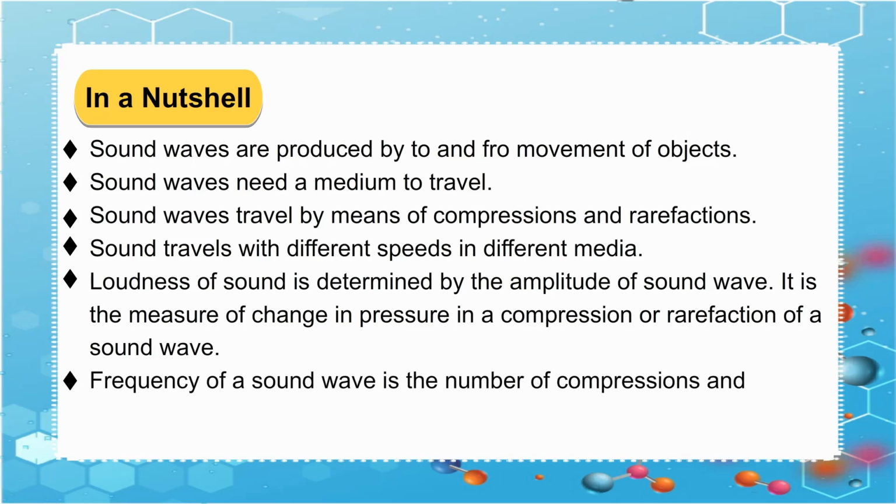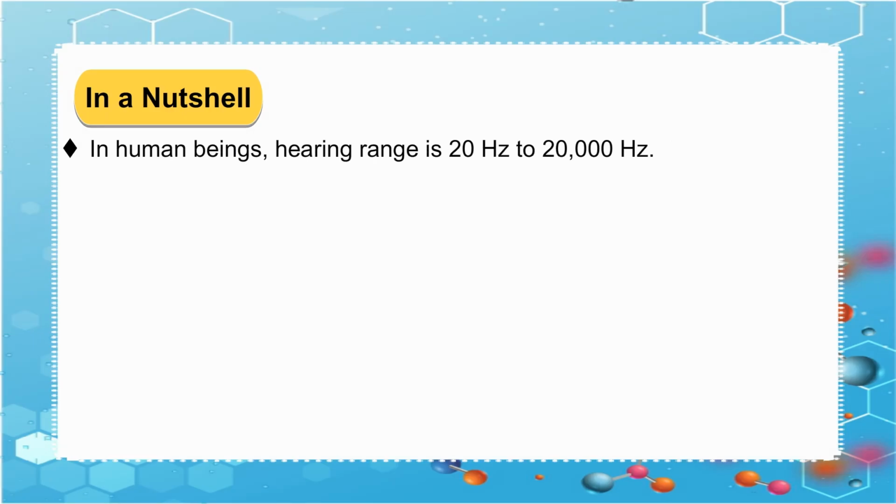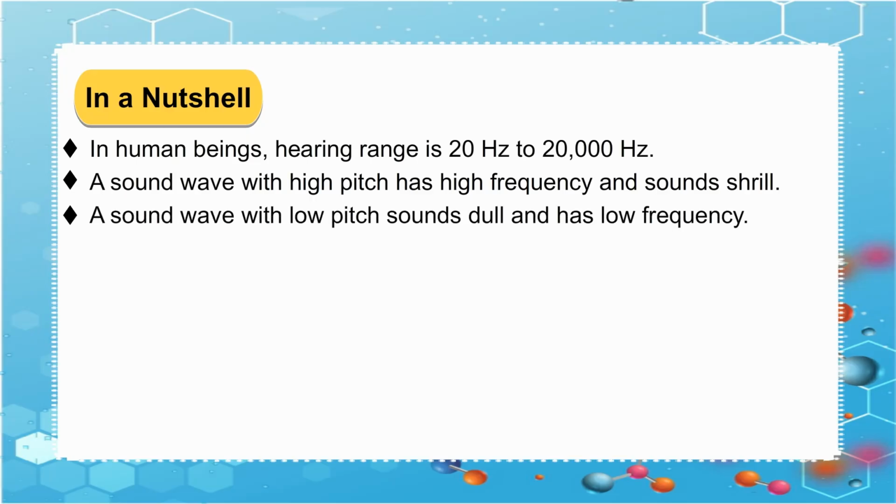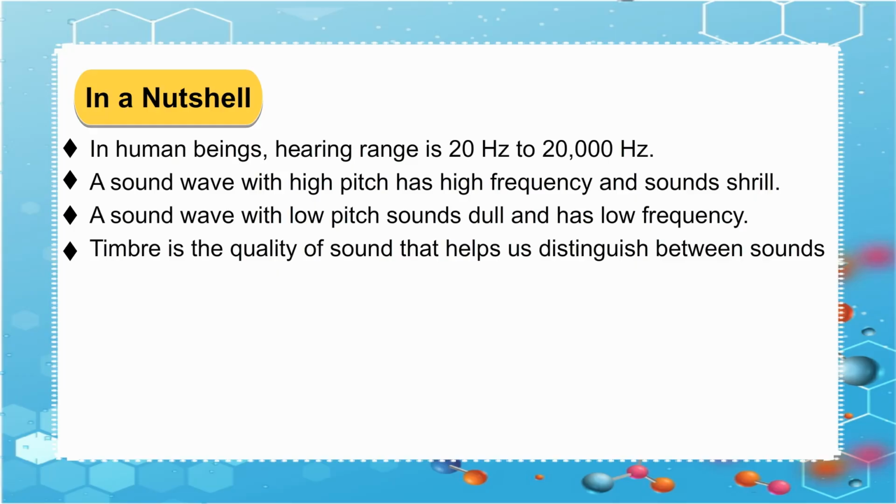Frequency of a sound wave is the number of compressions and rarefactions passing through a point. In human beings, hearing range is 20 Hz to 20,000 Hz. A sound wave with high pitch has high frequency and sounds shrill. A sound wave with low pitch sounds dull and has low frequency. Timbre is the quality of sound that helps us distinguish between sounds made by different sources.